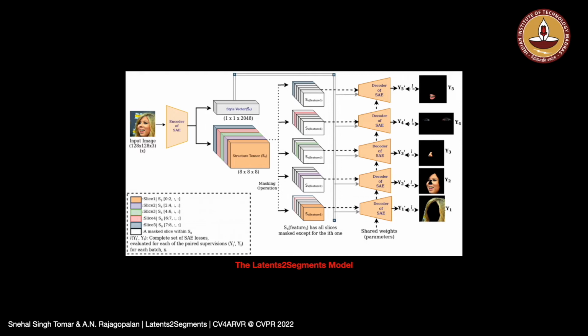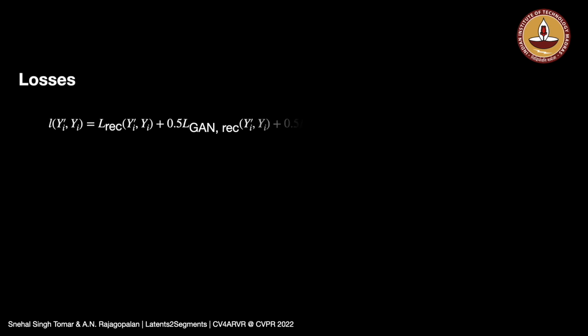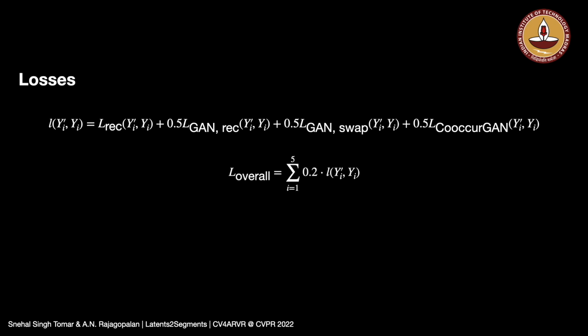This is done by feeding a set of masked structure tensors containing only one slice of information to a series of Siamese decoders which share weights and are supervised by images containing the intended region of interest only. Inferring the segmentation map for a particular region of interest from an input face image using our model amounts to a simple forward pass with appropriate masking applied to the structure tensor. Each Siamese decoder paired with the encoder is treated as a separate swapping autoencoder. An average of their corresponding composite losses is used to optimize the decoder weights.